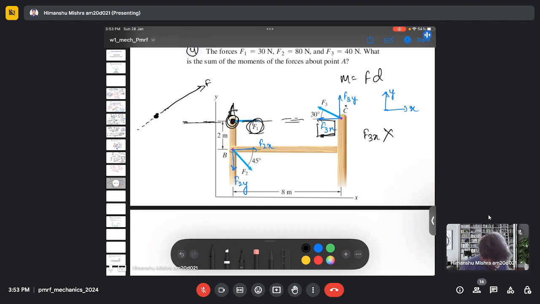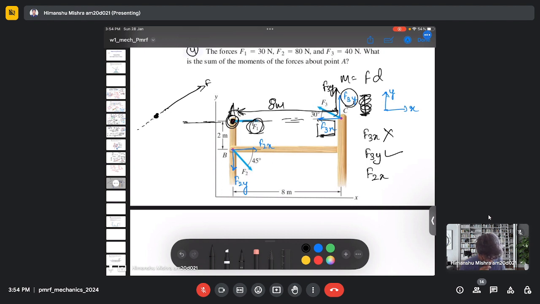But for F3y, the perpendicular distance to A is actually this. This is my perpendicular distance, which is 8 meters, and this is my F3y. So there will be a contribution from F3y.